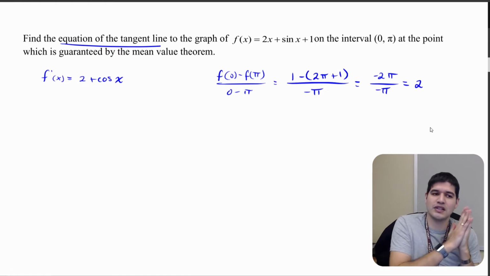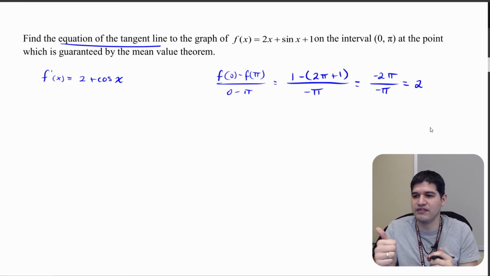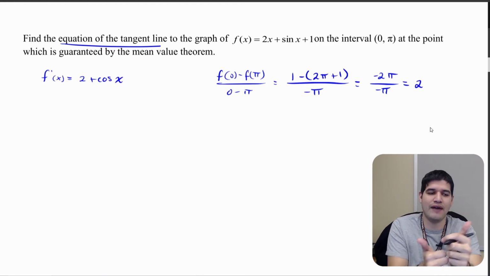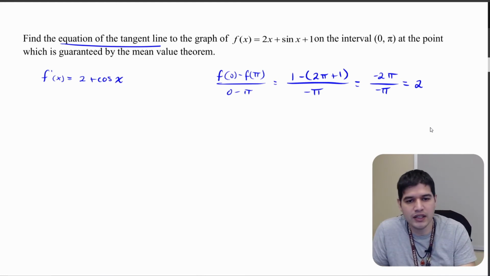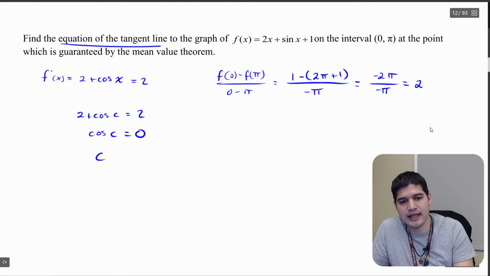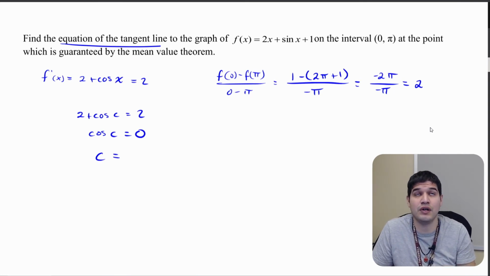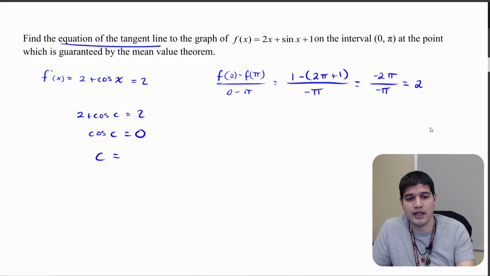So what do we do to find that guaranteed value? Well, we take our derivative and we set it equal to the average rate of change, which is 2. So when is f prime of x going to equal 2? So 2 plus cosine of c equals 2. Subtract 2, so I'm going to get cosine of c equals 0. And c is going to be, well, inverse cosine of 0 on the interval from 0 to pi is going to get us pi over 2.